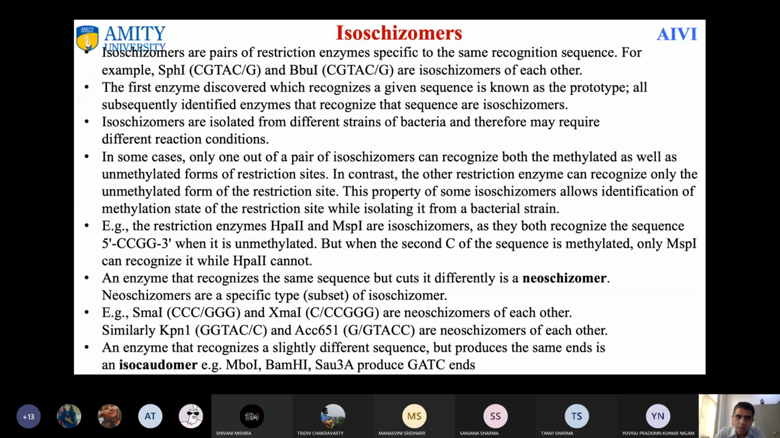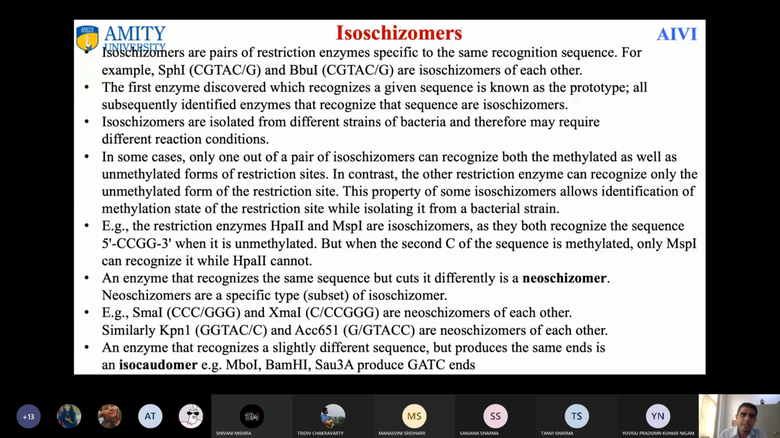isoschizomers. The first enzyme discovered which recognized the given sequence is known as the prototype. All subsequently identified enzymes that recognize the same sequence are the isoschizomers. So there is one more type of isoschizomer, meaning they recognize the same sequence but produce the cut at a different location. The first example is the one we have taken.